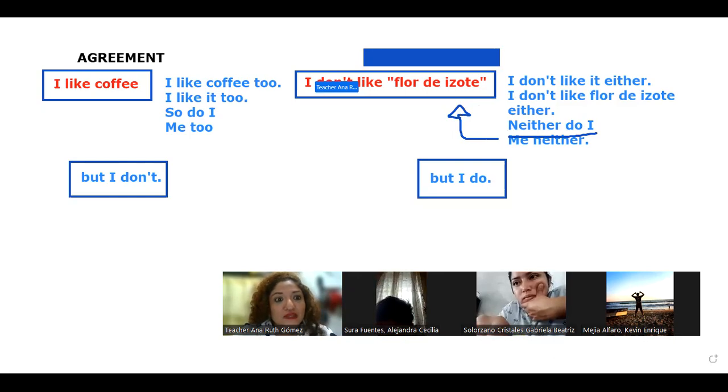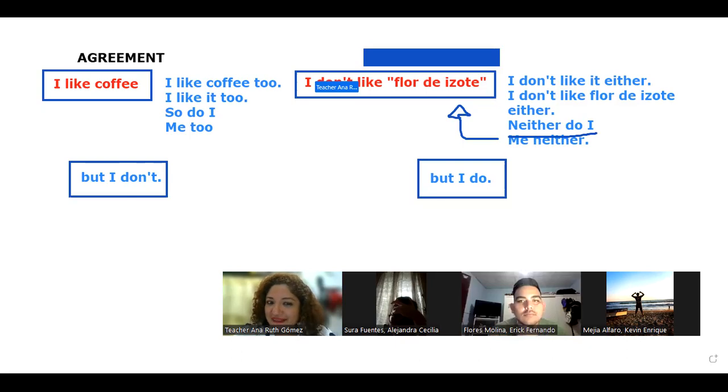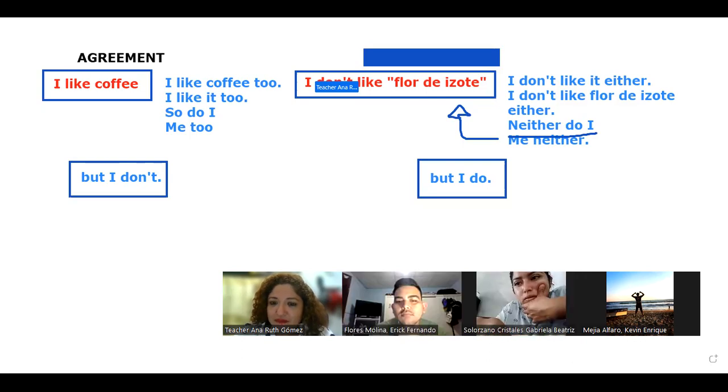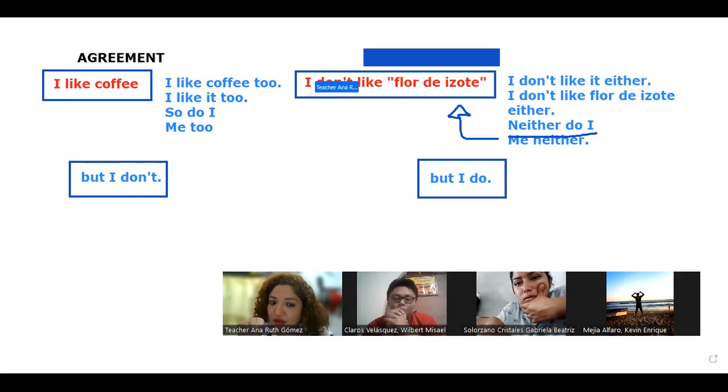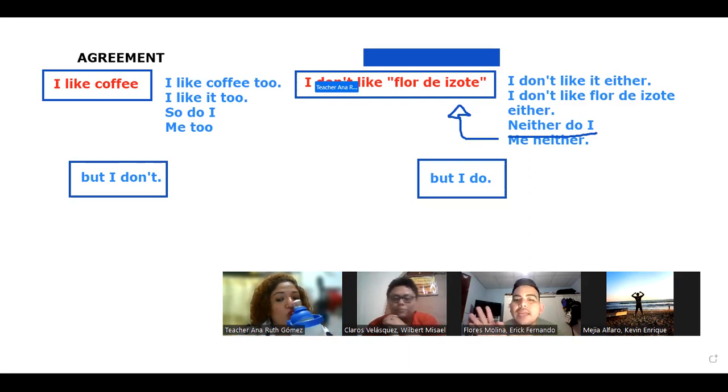Did you listen to Patricia? Patricia said, but I don't. She was opposing my idea. My idea is affirmative, and Patricia opposed in a negative sentence. That's what you have to do. Okay? Got it, Wilbur? Yes, I got it. Are you sure? Okay, so I like beer and you don't like beer, right? You only use but I don't to oppose the idea. Only that, but I don't.